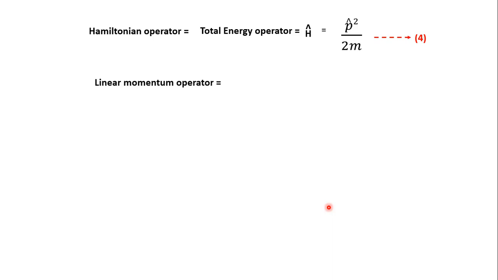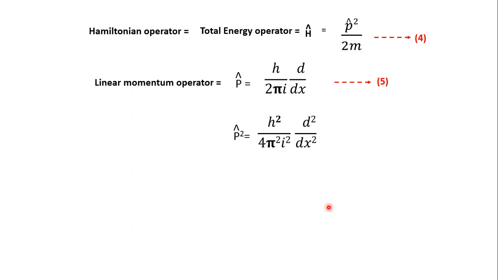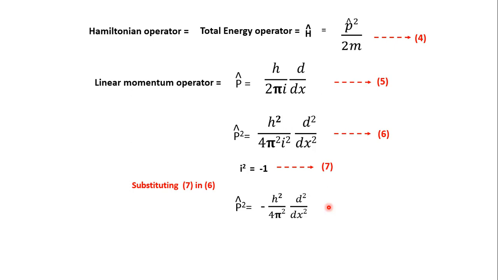The operator for linear momentum is h by 2 pi i d by dx. p square will be equal to h square by 4 pi square i square d square by dx square. i square is equal to minus 1, and if we substitute this, we'll get p square hat is equal to minus h square by 4 pi square d square by dx square.